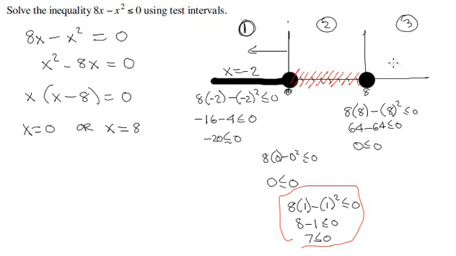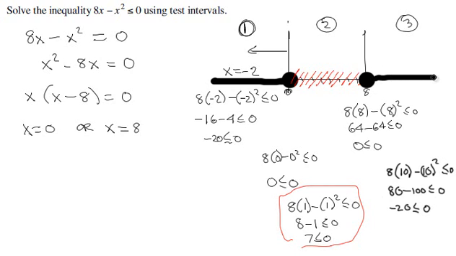And last one, we need a number higher than 8. 10 is nice. It's easy to do math with 10. 8 times x minus x squared less than or equal to 0. 80 minus 100 less than or equal to 0. Negative 20 is less than or equal to 0. That's a yes. So now we have another piece of solution. Make sense? You find the edges, the equal points, and then you check all around them. Check to the left of them, check in between them, check to the right of them, and that's how you build up your solution.